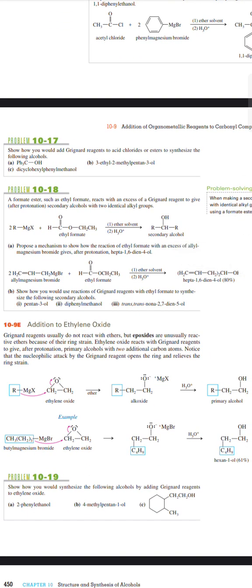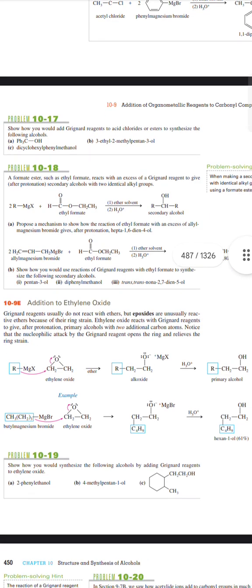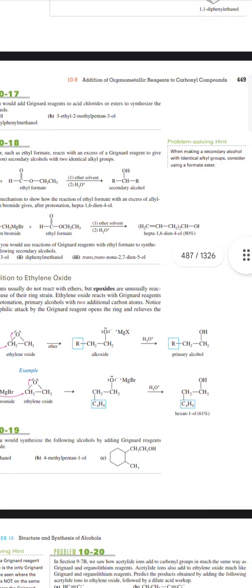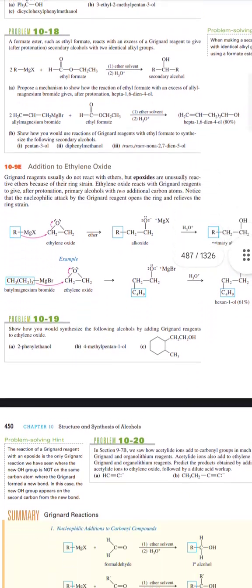Next is addition to ethylene oxide. Grignard reagents usually do not react with ethers, but epoxides are reactive ethers because of their ring strain. Ethylene oxide reacts with Grignard reagent to give, after protonation, primary alcohols with two additional carbon atoms. Notice that nucleophilic attack by the Grignard reagent opens the ring and relieves the strain. So in this example we have taken RMgX, our Grignard reagent, and reacted it with ethylene oxide, our epoxide. First an alkoxide is formed, and after hydrolysis we get our primary alcohol.